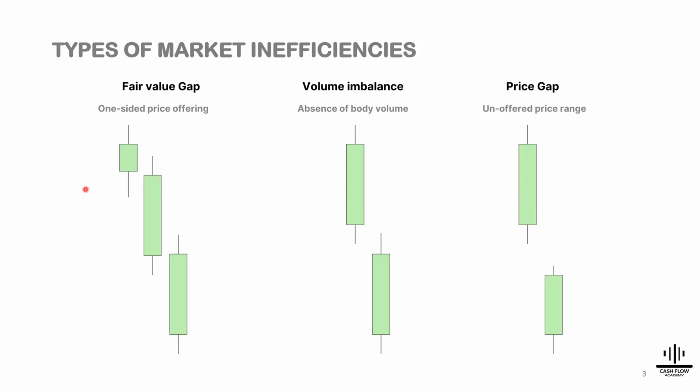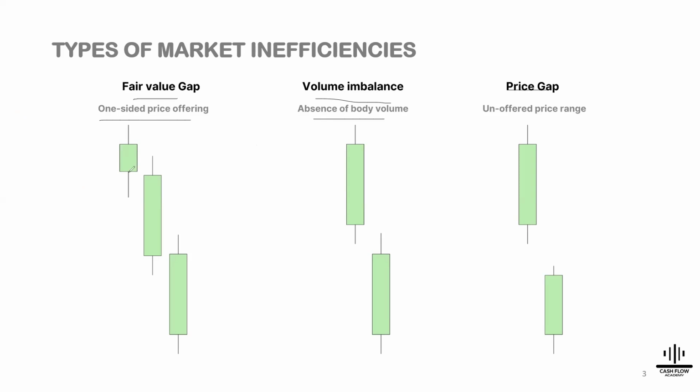So now, with the concept I just explained, how can we identify market inefficiency in price? When you open your chart, how do you know there's market inefficiency? So we have three kinds of market inefficiency. We have the fair value gap. This is when price moves in one side. Then we have volume imbalance. This is when there's absence of body volume. And then we have price gap. So what does this mean?